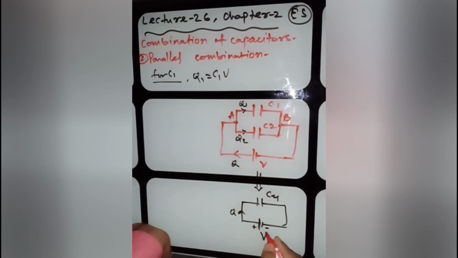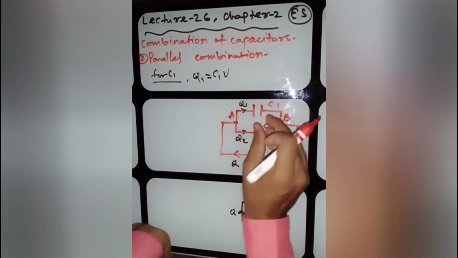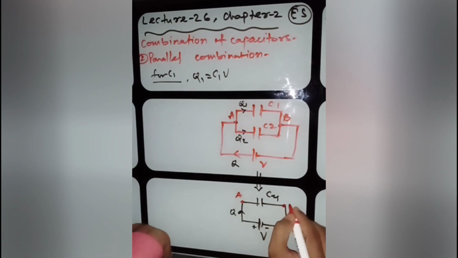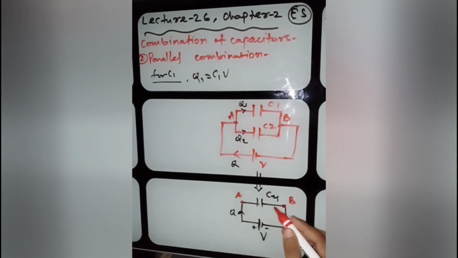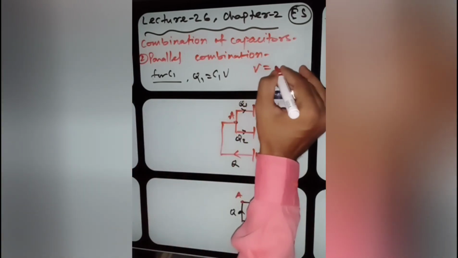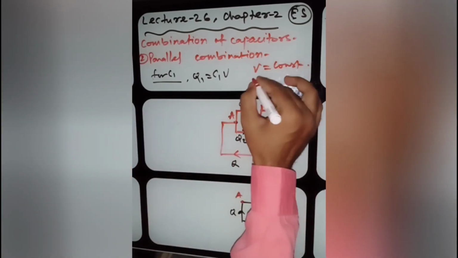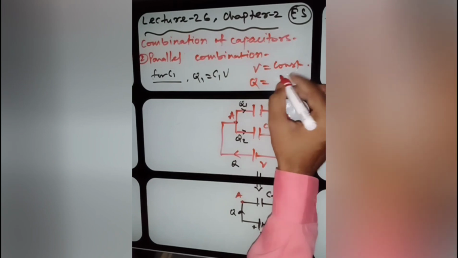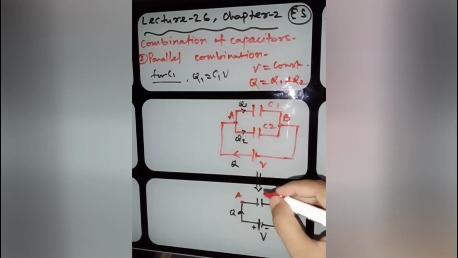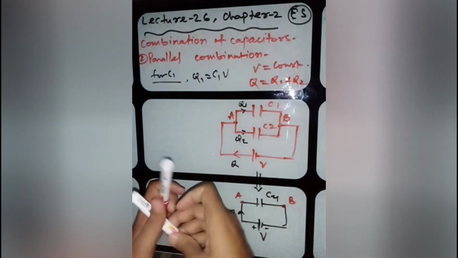Now look at this one. In place of these two, we have put one capacitor over here. This is the terminal A and this is the terminal B. So this capacitor also has the potential difference VAB. It means voltage is constant. V is constant, but the charge is divided in two parts, Q1 and Q2. I hope you are clear about it.